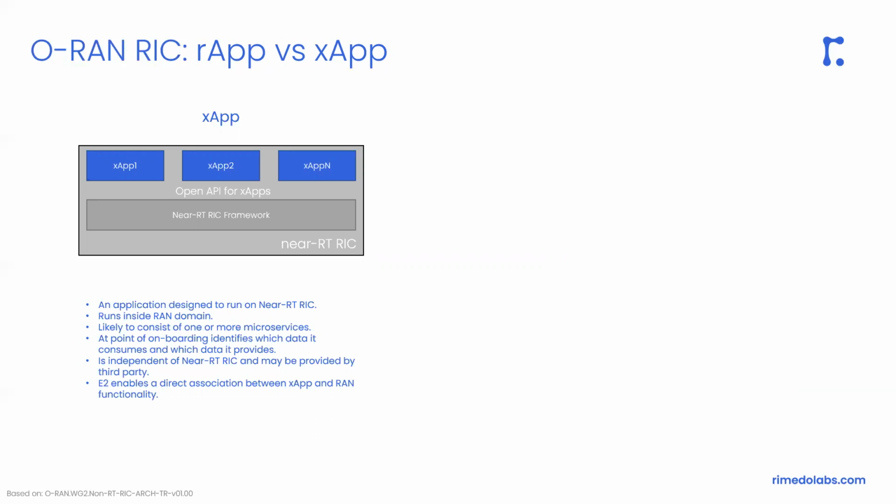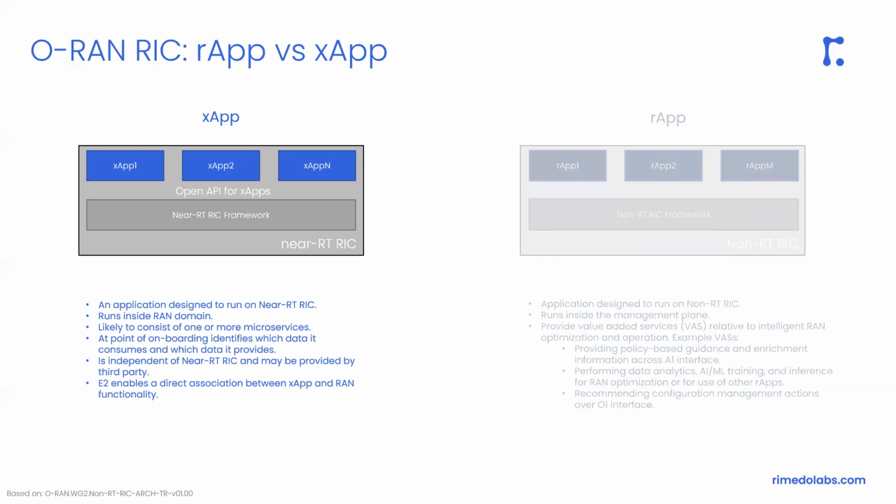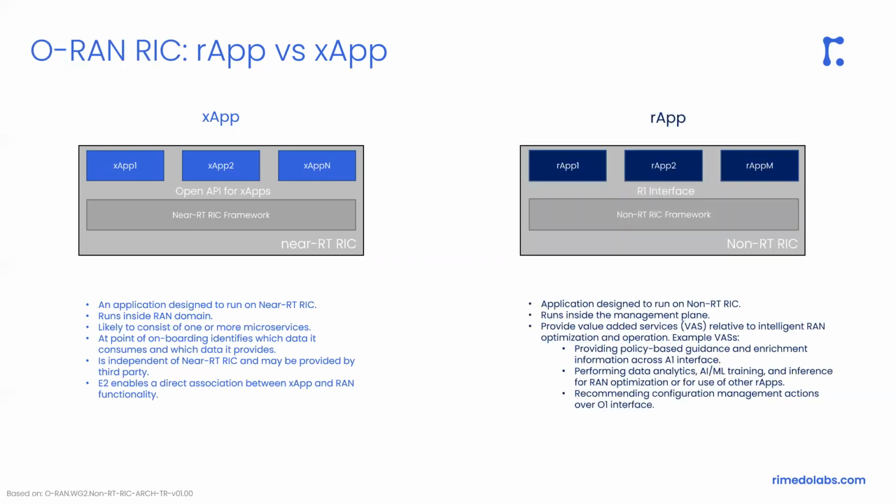And even more important is that the E2 interface between near real-time RIC and the actual E2 nodes enables the direct association between the xApp and the RAN functionality. So the individual xApp is controlling an individual functionality within the RAN. In contrast to the rApp, which, besides sitting in a different position, is not controlling any function individually. It's providing the input and the guidance to create a policy. So the xApp is directly controlling the functionality.